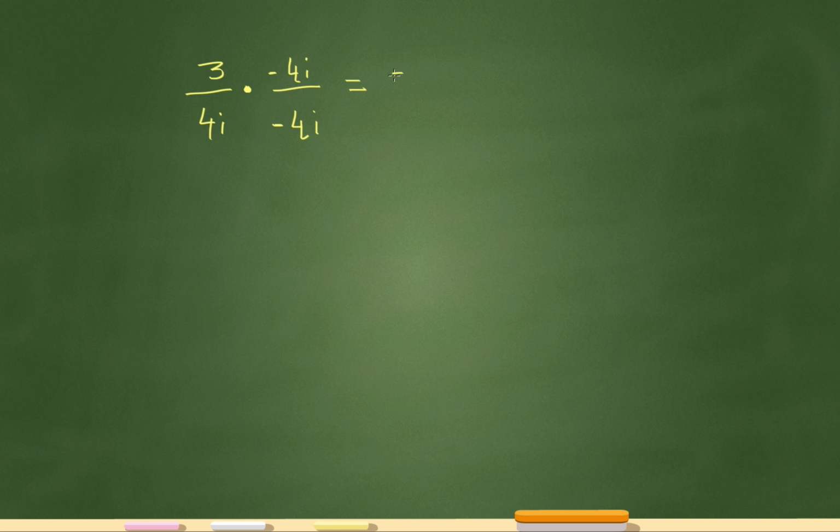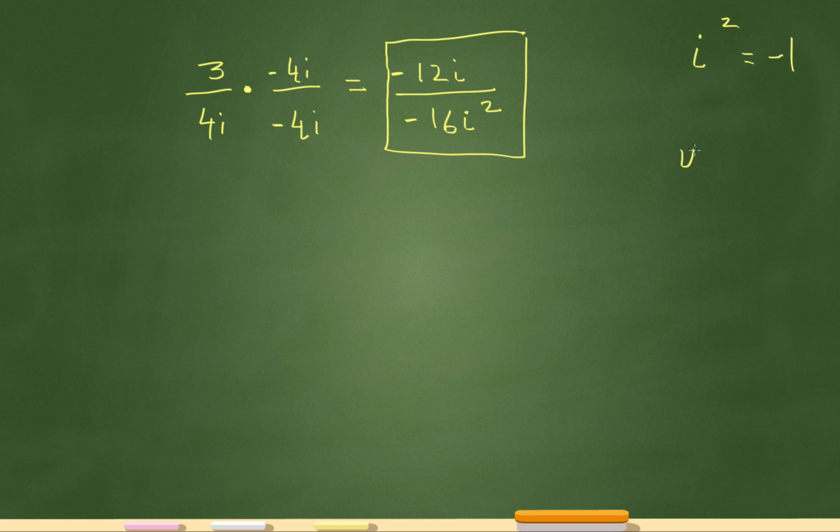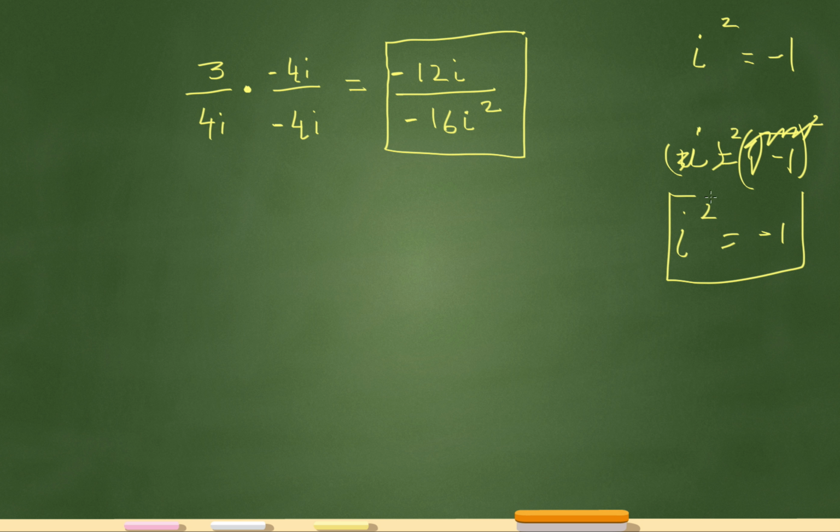3 times negative 4i is just negative 12i. 4i times negative 4i is negative 16i squared. This brings me to the last thing that you want to memorize for these imaginary problems, is that i squared equals negative 1. See how the problem tells you that i equals the square root of negative 1? So if I square this side and I square this side, that square gets rid of that square root and you're left with just negative 1. So this is the fact that you want to memorize: i squared equals negative 1.